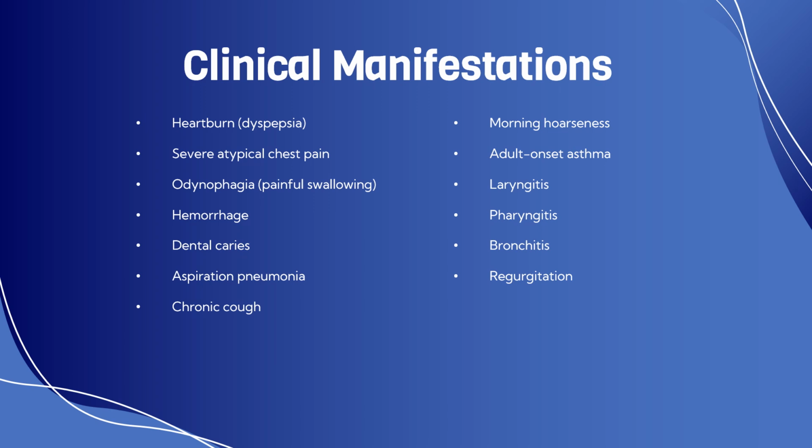It can also irritate the vocal cords, again, getting up into the mouth. It can cause asthma. Of course, if it's an acid, it's going to cause irritation and inflammation. So we're going to see irritation and inflammation of the larynx, the pharynx, potentially bronchitis if it's down in the lungs, and then regurgitation or vomiting.